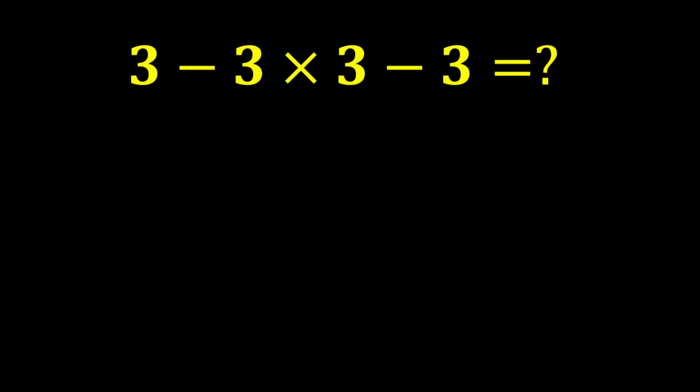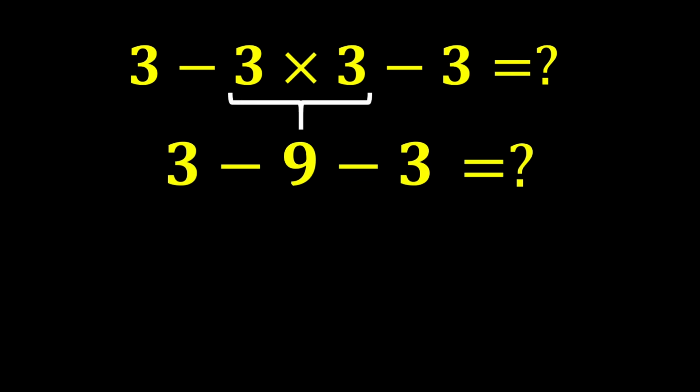3 minus 3 times 3 minus 3. In this expression, there are 2 subtractions, and 1 multiplication. According to PEMDAS, in this expression, multiplication has a higher priority than subtraction, so we perform the multiplication first. 3 times 3 equals 9, and the expression becomes 3 minus 9 minus 3.